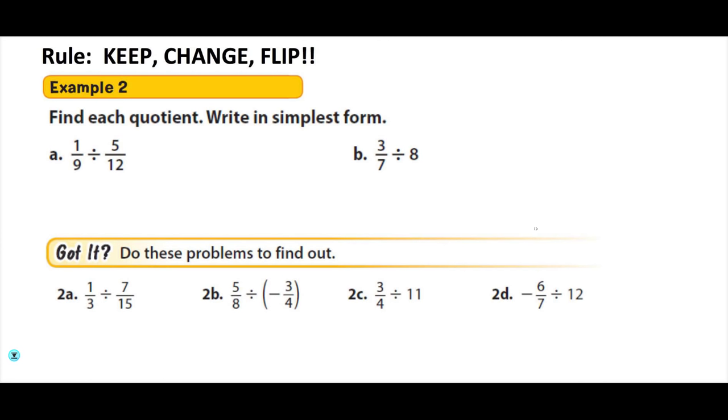All right, so I like to actually write out keep, change, flip, so I kind of remember what I'm doing here. So we're going to keep the first one. We're going to change it to multiply, and then we're going to flip it. So this is where that multiplicative inverse or reciprocal comes in.